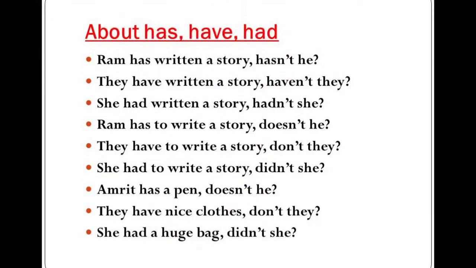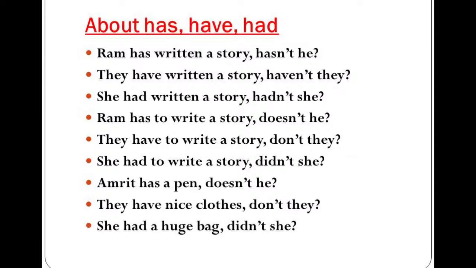Yes, you can see about has, have and had. Ram has written a story, it's very simple, hasn't he is the tag. They have written a story, haven't they? She had written a story, hadn't she? Ram has to write a story. This time doesn't he, because we are giving more importance to has. They have to write a story, don't they? She had to write a story, didn't she?